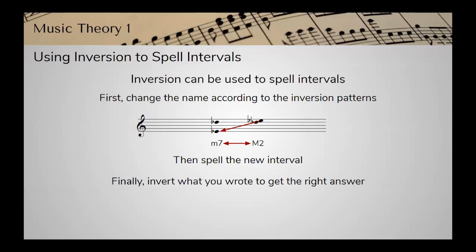So the process is just changing the name according to the inversion pattern. In this case, minor seventh: instead of trying to find that, I'm going to try to find a major second. Then creating that interval, so I created D flat to E flat. Then inverting what you just created gives you the original correct answer. So that's the power of inversion. It's a pretty easy concept. It's really just memorizing the pattern, and that will get you out of a lot of situations.